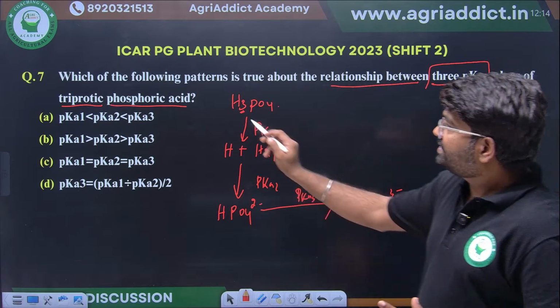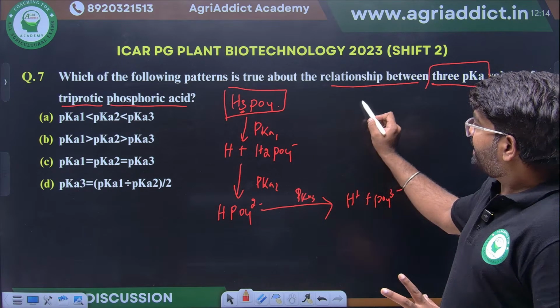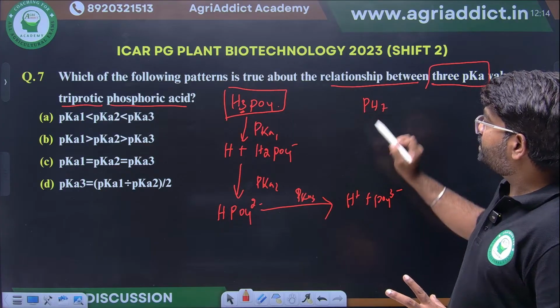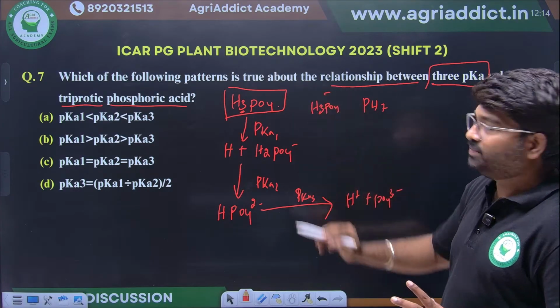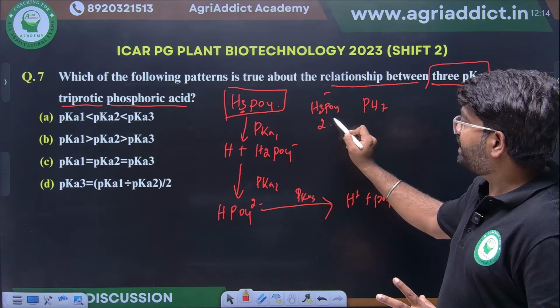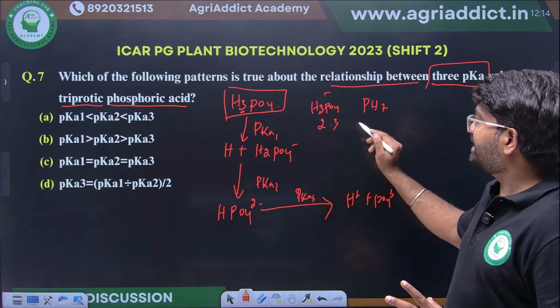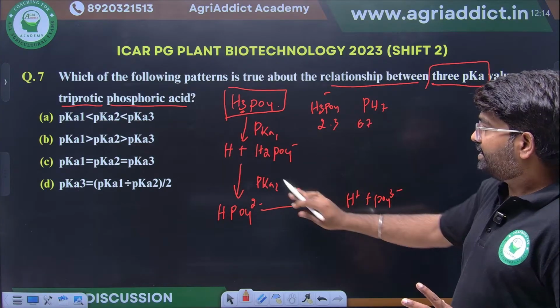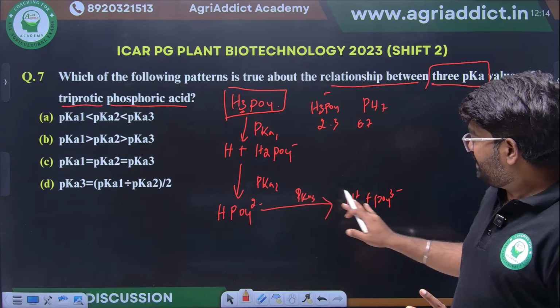You see, this is the acidic form, and it can be predominant. For example, at pH 7, which is neutral, H3PO4 will be in a more acidic pH range, for example around 2 or 2.3. If it donates one proton, it will come in the range of around 6.7. If it donates another proton, this will become what?